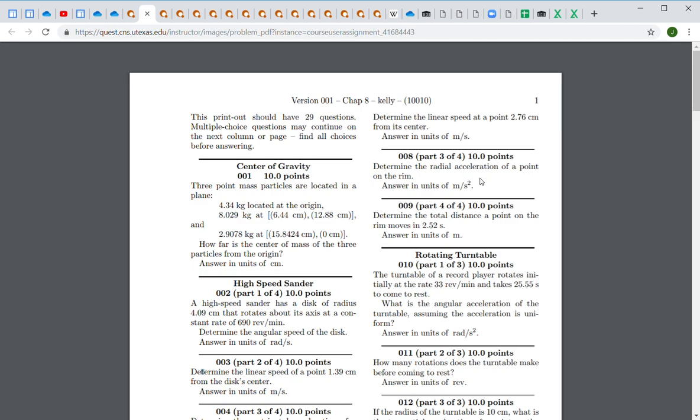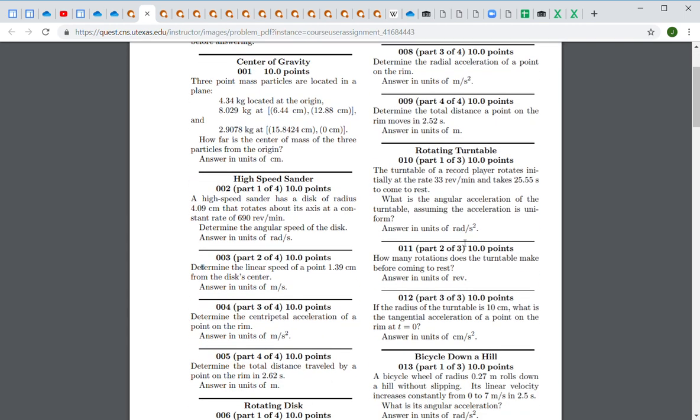And finally, the distance the point on the rim moves in 2.52 seconds. That's v, which we know, the speed of a point on the rim of the disk we just found at the beginning of part 3. v equals distance over time. We know the time and we know v, so we can calculate distance.